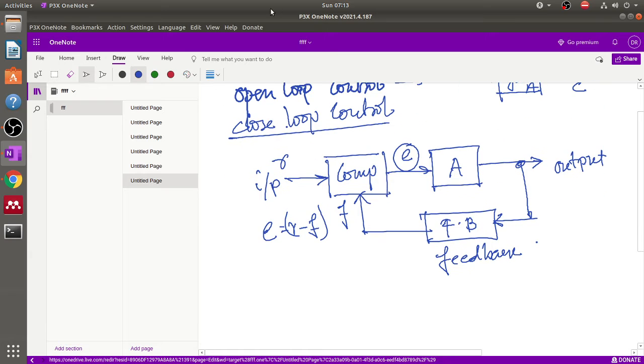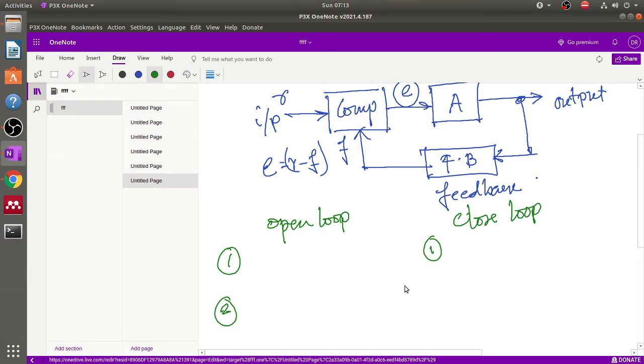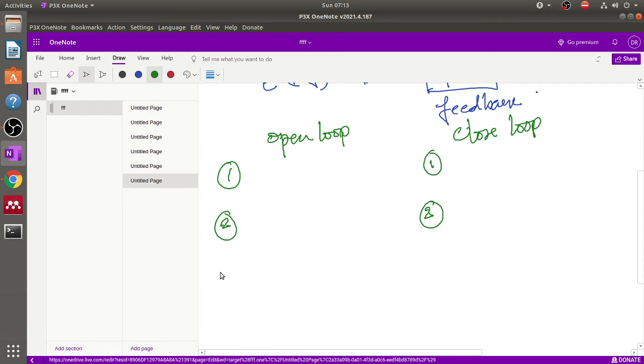So now we make some comparison between open loop system and closed loop system. The first point is that the accuracy of an open loop system depends on the calibration of the input, whereas in the closed loop system, as the error between the reference input and the output is continuously measured through the feedback, the closed loop system works more accurately. Number two, the open loop system is simple to construct, and the closed loop system is complicated to construct and a very costly design.